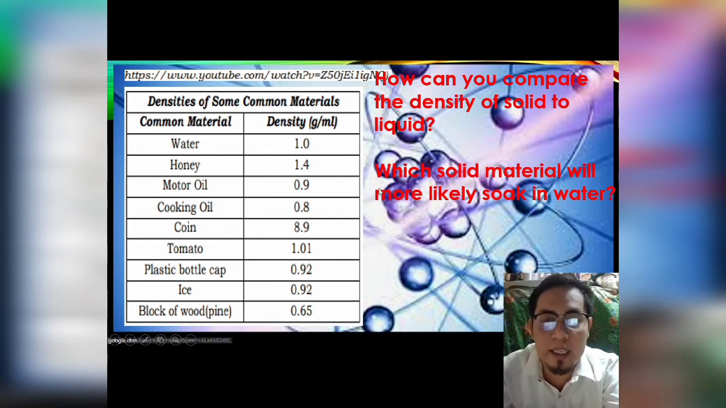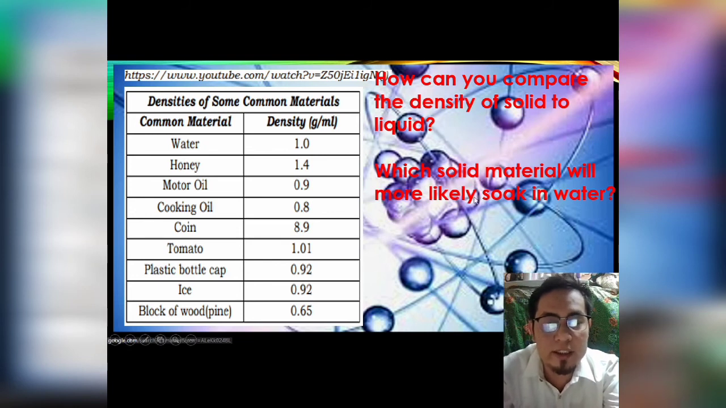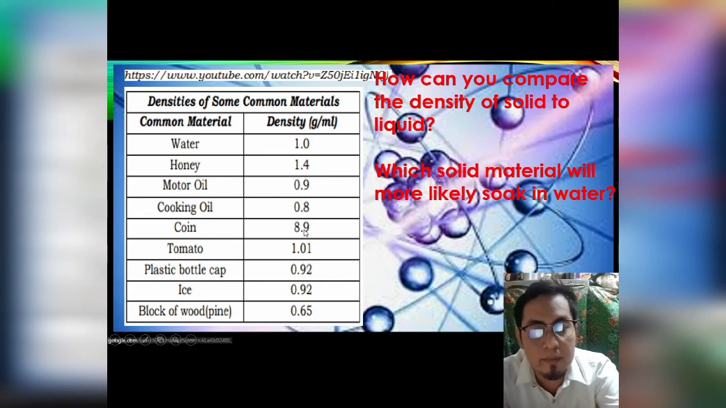Which solid material will most likely sink in water? From the four solid materials that we have on our setup, the one that reaches the bottom is the coin. Why is it that it reaches the bottom? Because among the four objects, the coin has the greatest density, 8.9. That's why it settled at the bottom.